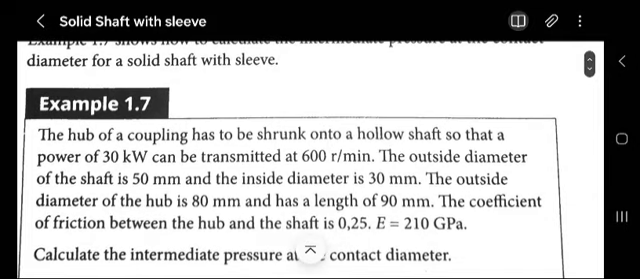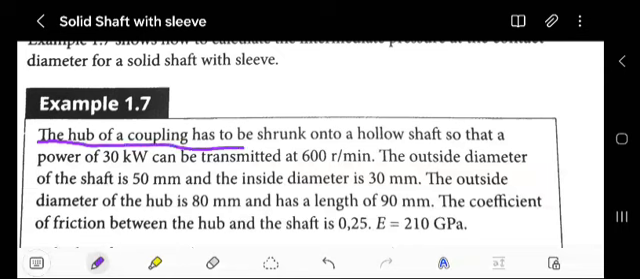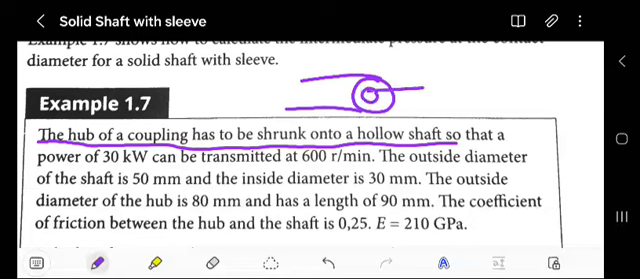So here we are given that the hub of the coupling has to be strung onto a solid shaft. As you can see, the hub has to be strung with the solid shaft. It's supposed to be strung here. We want to apply the force to string, meaning to put inside by force, to put them together. Here is a hollow shaft. It will take place there.